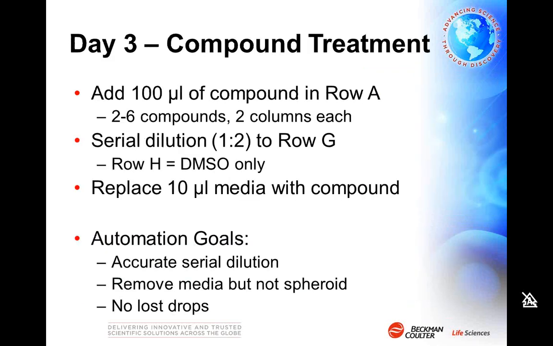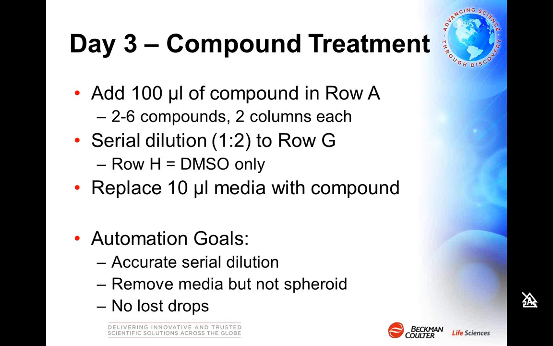After 3 days of incubation in our adjacent incubator, it was time to treat them with a variety of compounds to try and induce apoptosis. From an automation perspective, we placed 100 microliters of our diluted compound in the first row of a plate. This would be anywhere from 2 to 6 compounds depending on the experiment, and we would do 2 columns each, mainly because we wanted to do 2 different analyses for each condition. We then did a serial dilution in a row-wise fashion at a 1:2 ratio down to the second to last row, and the last row we just had our DMSO only control.